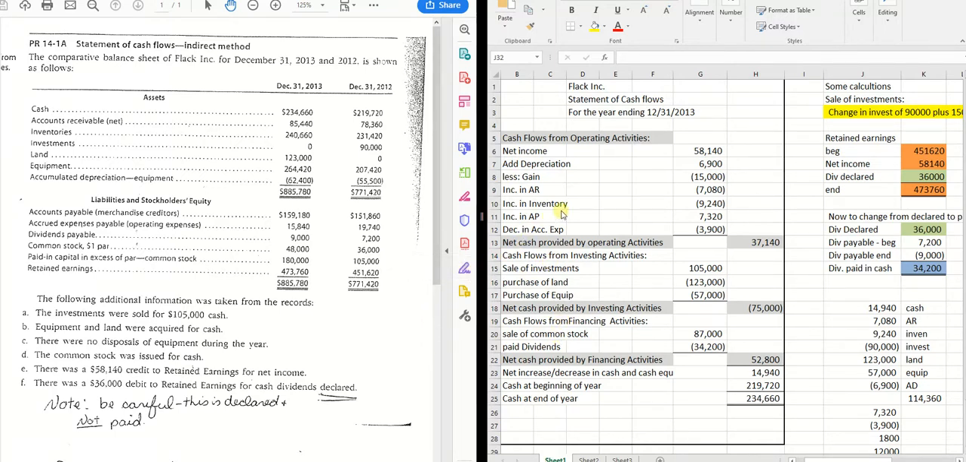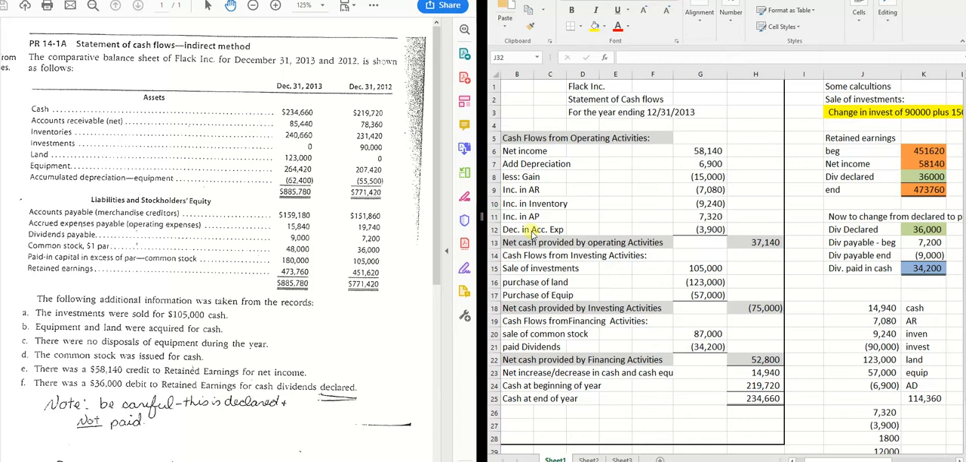The operating section, the format is net income, add back depreciation and amortization, adjust for gains and losses, so I subtract gains, add losses, and adjust for current assets and current liabilities. If a current asset increases, I subtract it. If a current liability decreases, I subtract it also. So current assets go the opposite way as cash. Current liabilities go the same way as cash.